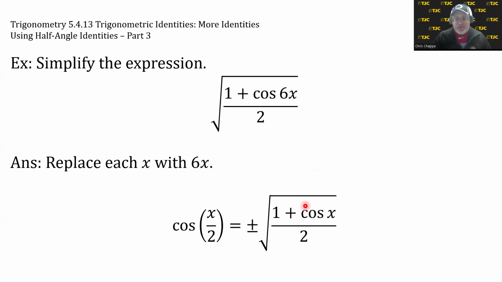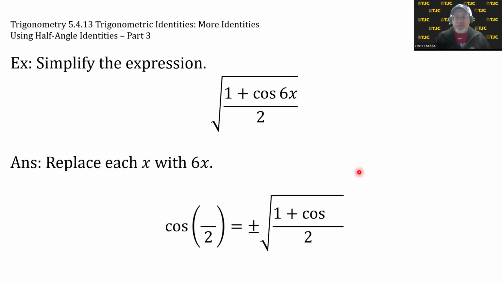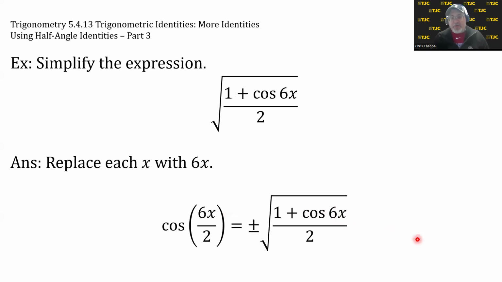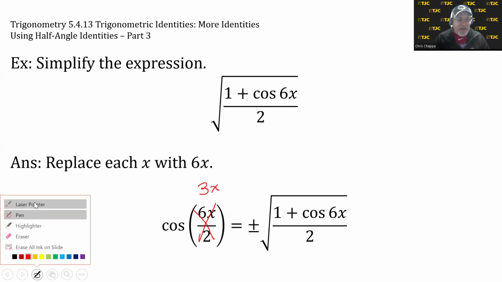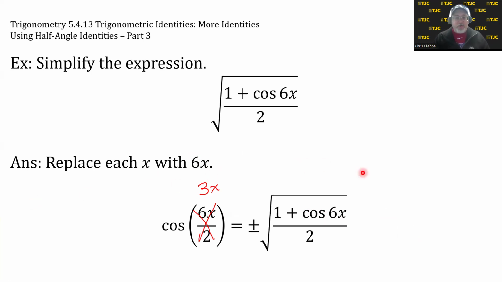Replace each x with 6x because that's the argument of the cosine in our expression. So in the identity, we're going to remove the x's and replace them with 6x. 6x here, 6x here, and we have cosine of 6x over 2 is equal to plus or minus the square root of (1 plus cosine 6x) over 2. Of course, on the left, 6x over 2 will simplify. This will reduce to just 3x. And as a consequence, we have our answer.